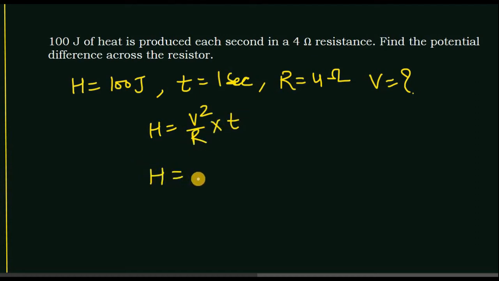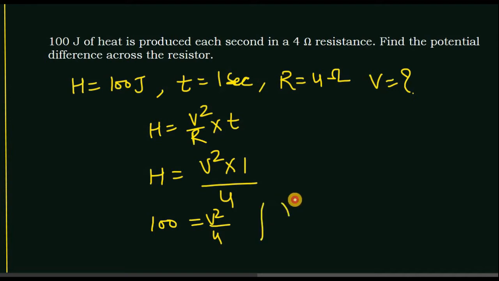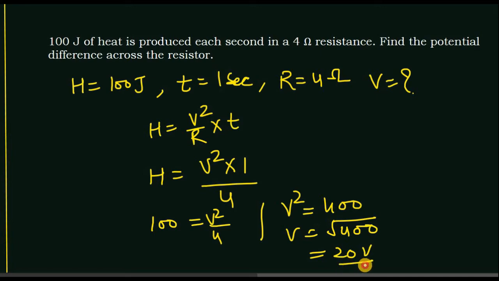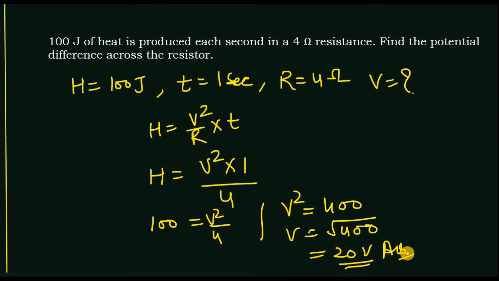So V square is to be found. Time T is 1 and R is 4. We put the value of heat in place of H, so 100 equals V square upon 4. So V square equals 400, and then V equals under root 400, and we get 20, and the unit will be volt. This is the answer. So this is all about the heating effect of electric current and some numericals.